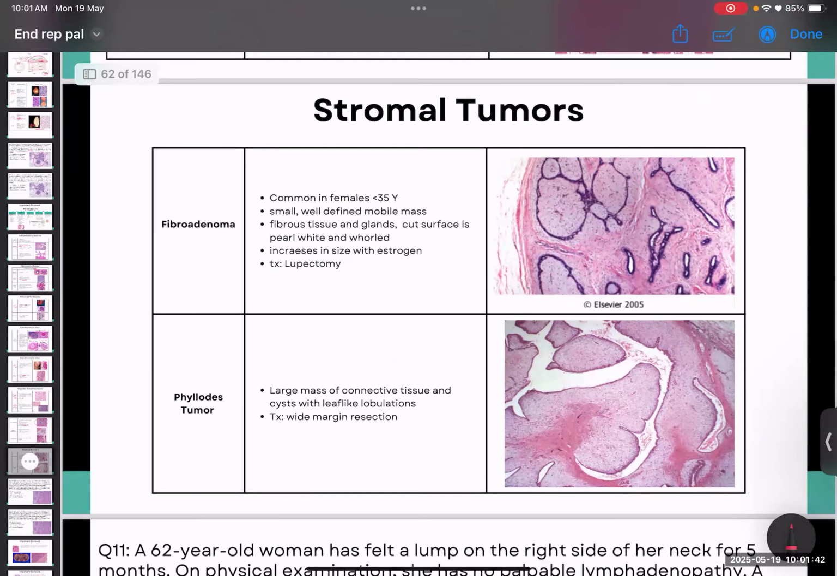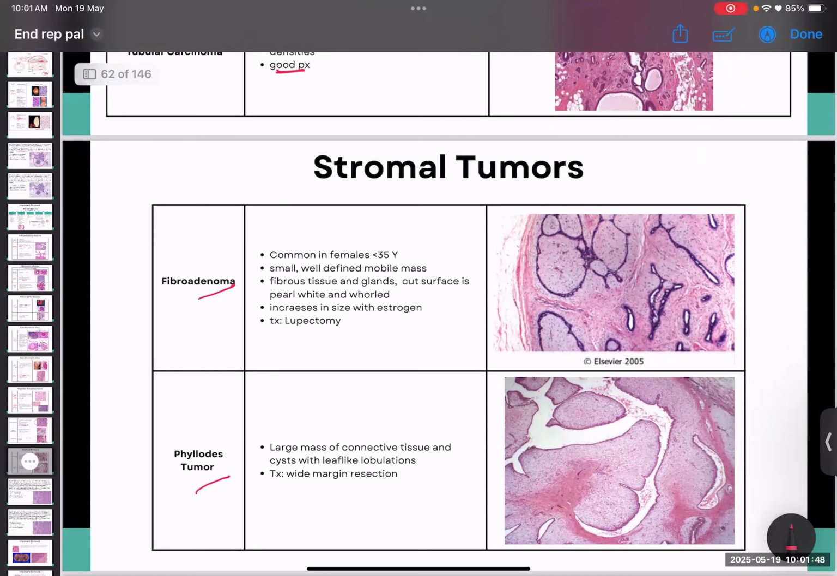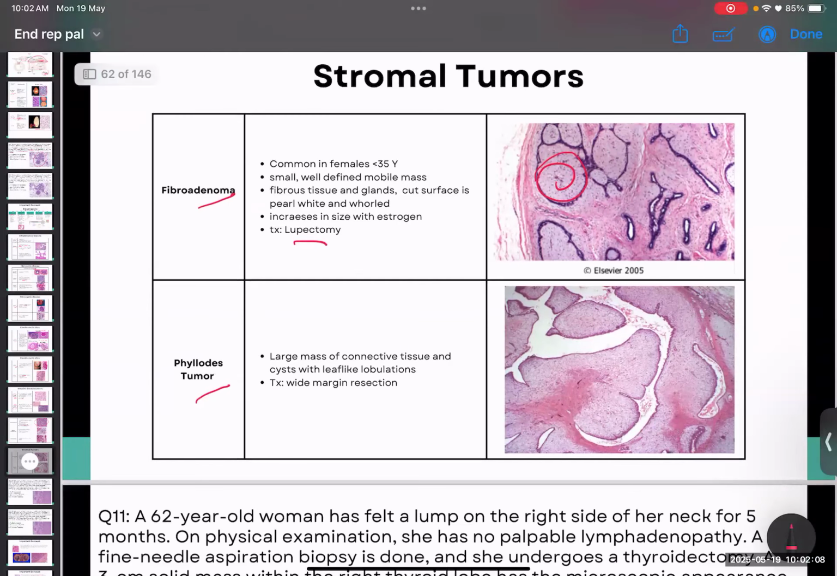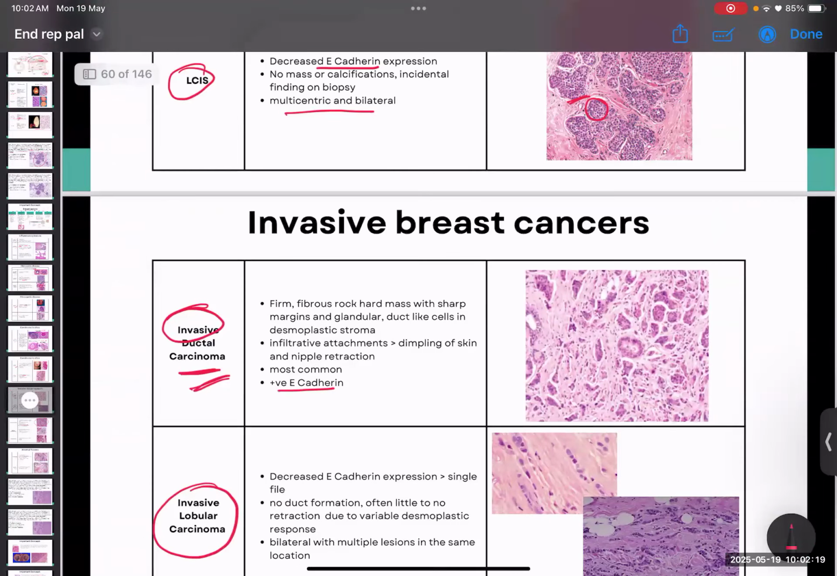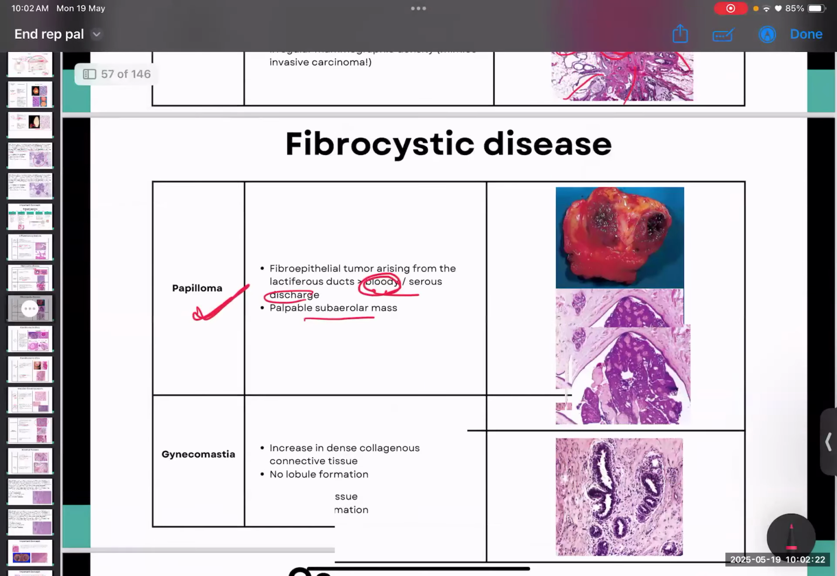Stromal tumors, we usually have two main ones. We have the fibroadenomas and the phyllodes tumors. So fibroadenomas are very much mobile. So they're called mouse tumors because they move so much. And usually when you take a biopsy and you cut it, you'll see that there's fibrous tissue and a pearl white and whorled pattern. Treatment is lobectomy. Phyllodes tumors have leaf-like patterns of connective tissue. So that's how you could remember phyllodes and fibroadenomas. And fibroadenomas usually are very well-defined mobile masses. So yeah, if you remember how each of these look like, you will be able to answer most of your questions, okay?